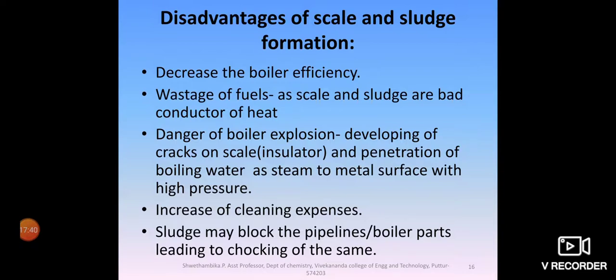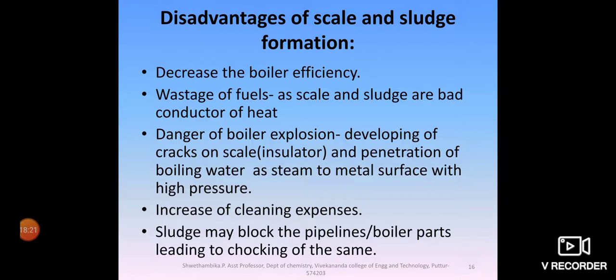Now let us see some disadvantages of scale and sludge formation. First and foremost, it is decrease in the boiler efficiency. This we know because they are all bad conductors of heat. They would obviously decrease the efficiency of the boiler to convert water to steam. Second thing is wastage of fuel, as they make a coating on the walls of the boiler, or deposit themselves in the boiler parts, and thereby more and more fuel is consumed than expected. Third problem is the danger of boiler explosion.